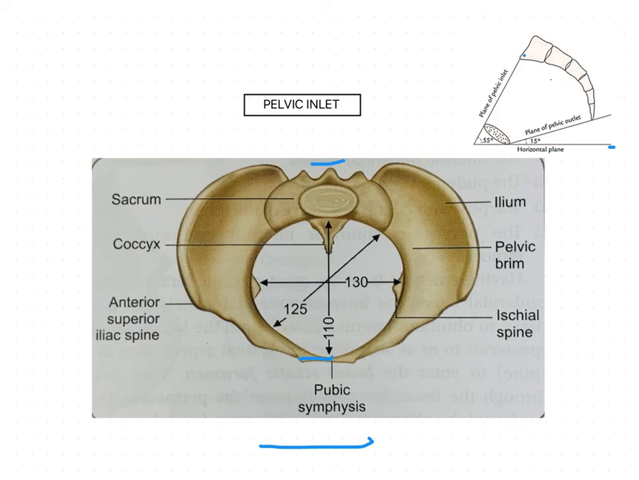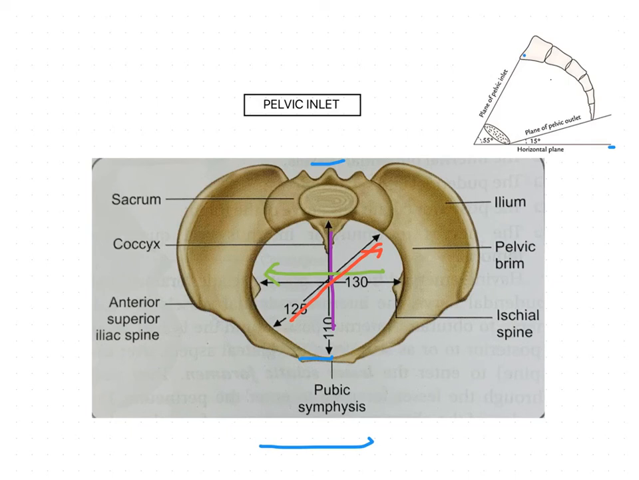It has three kinds of diameters. One is the AP diameter. This is the AP diameter. The next one is the transverse diameter. This is the transverse diameter. And another one is the oblique diameter. This is the oblique diameter. Now we are going to see from where to where the AP diameter, the transverse diameter, and the oblique diameter are measured.